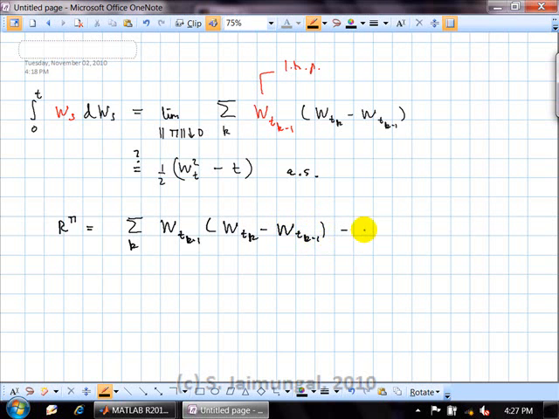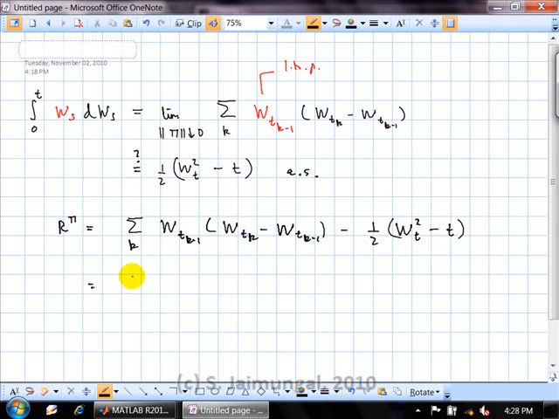Kind of reminiscent of what you do in first-year calculus when you're trying to show that the Riemann sum converges to a half W squared, right? It's kind of a similar thing. But here you have stochastic processes also thrown into the mix. So we're subtracting a half W squared minus T. Okay?